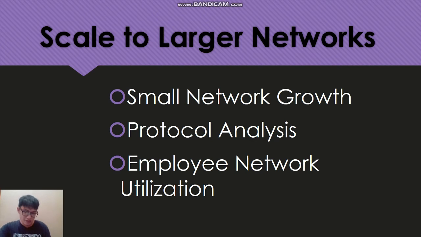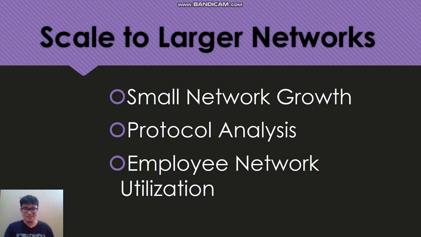Next one is the employee network utilization. In addition to understanding changing traffic trends, a network administrator must also be aware of how network use is changing. A small network administrator has the ability to obtain in-person IT snapshots of employee application utilization for a significant portion of the employee workforce over time.